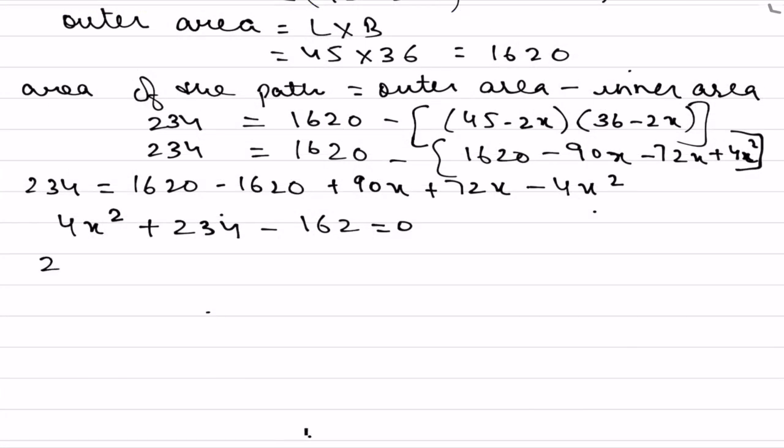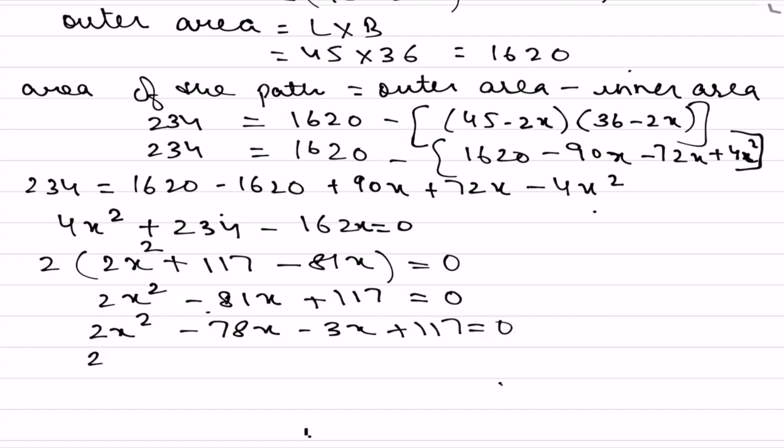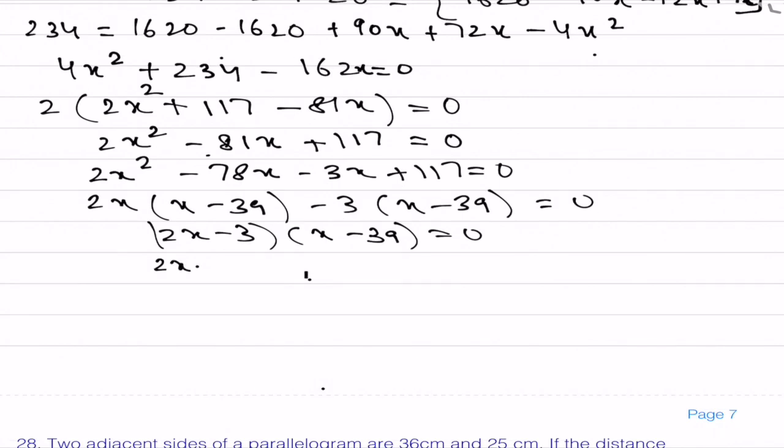After solving this, we will get a quadratic equation, and we see 2 is common, so we shift it to that side, and now the equation is 2x square minus 81x plus 117 equals 0. Now factorize this by splitting the middle term. The factors are 78x and 3x. So the factors are (2x minus 3) and (x minus 39). Compare both factors with 0. So x value is 3 by 2 and here x is 39.